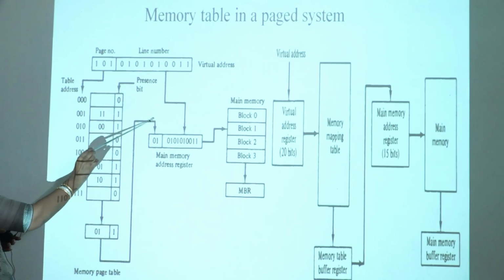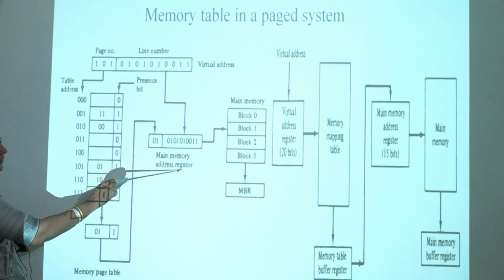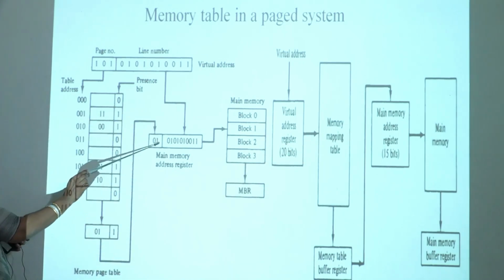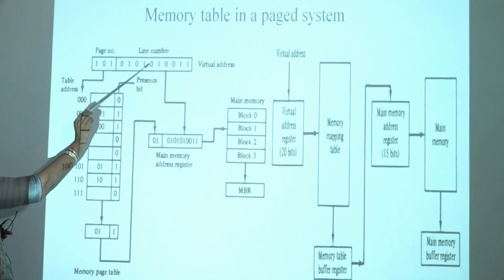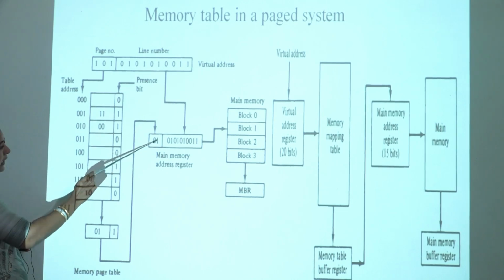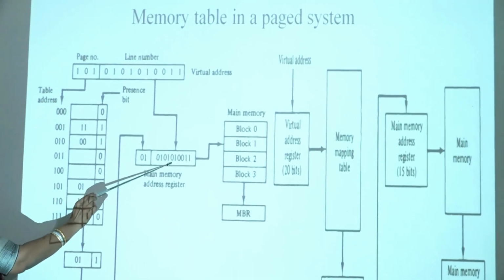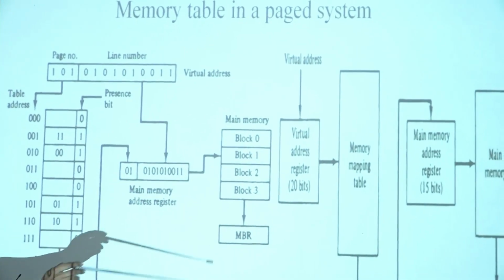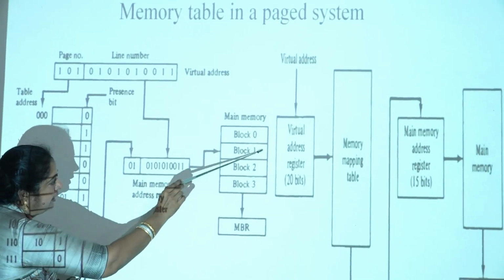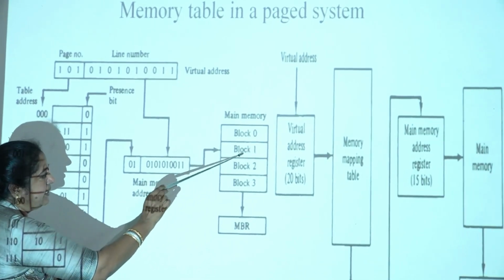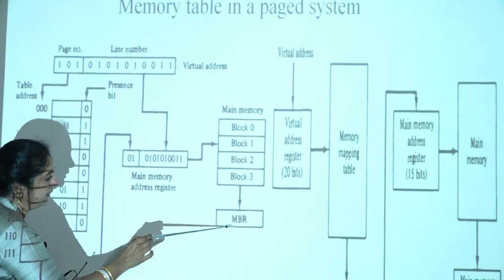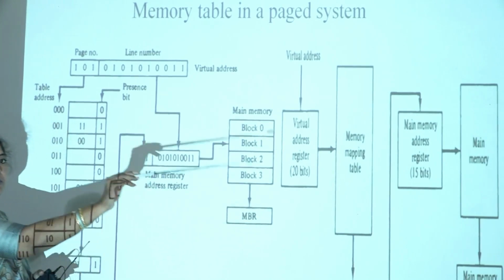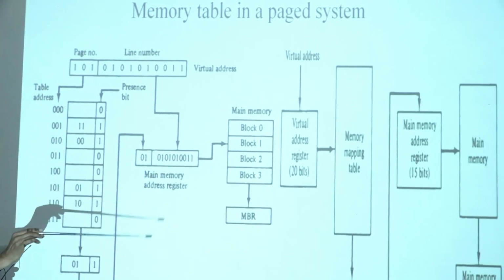From this output it goes to the main memory address register. The next step is taking it to the main memory address register. Here it combines the block number along with the line number, which is also obtained here, and it generates the particular block. Whatever data is available in that block is sent to the main memory buffer register. From this main memory buffer register the CPU can access that data and execute it.